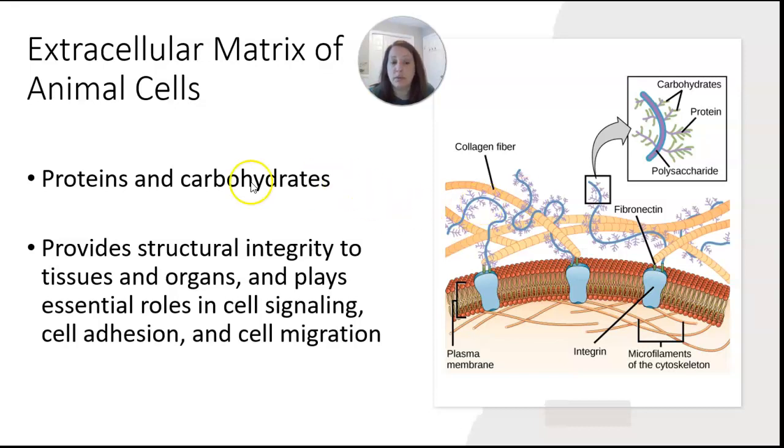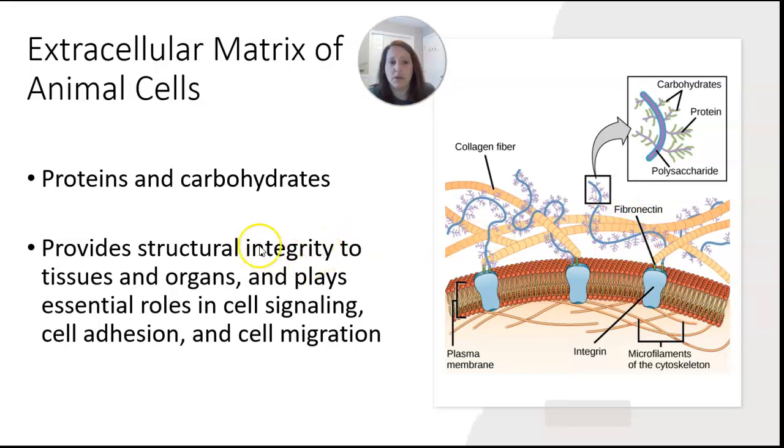What do we find? Well, we do find proteins. So you can see these collagen fibers. Okay, those are proteins. Fibronectin is another type of protein. And we also find carbohydrates. And so all of these branched structures here that you see, those are going to be carbohydrates. And then we also find some polysaccharides, which are carbohydrates. Okay. And so there is this network of proteins and carbohydrates.